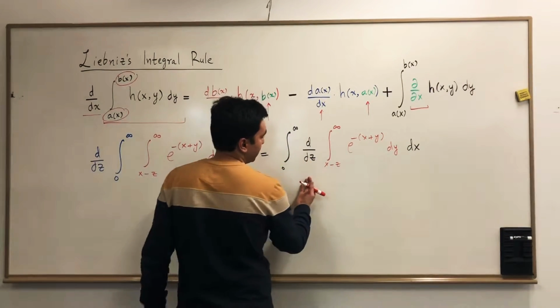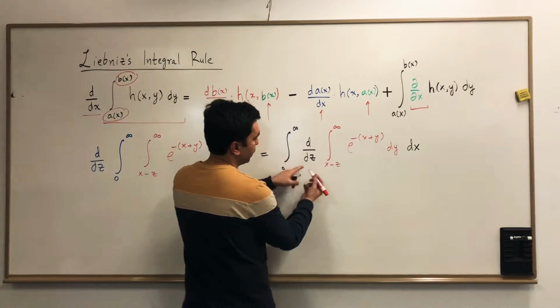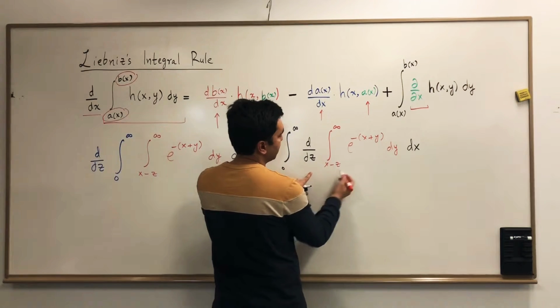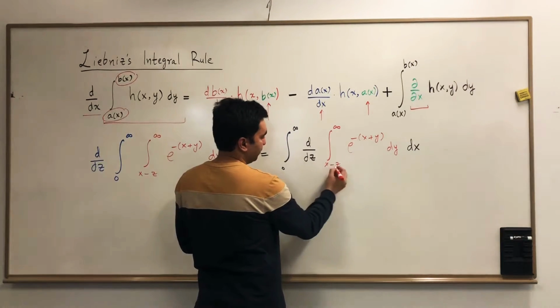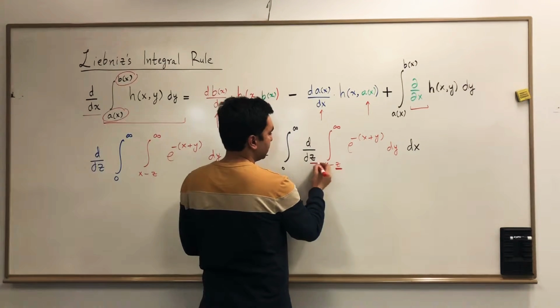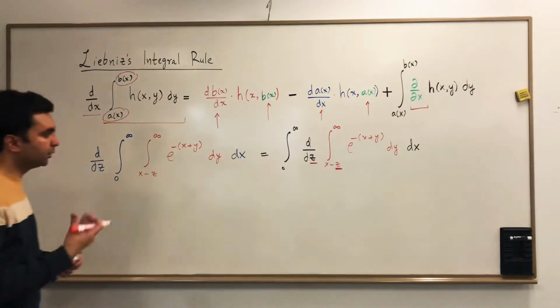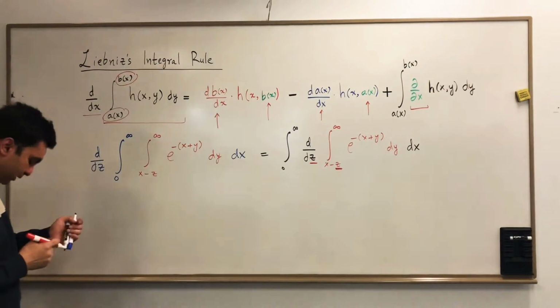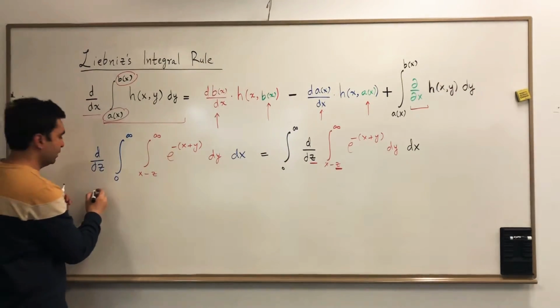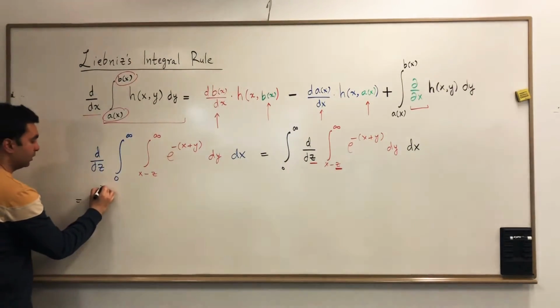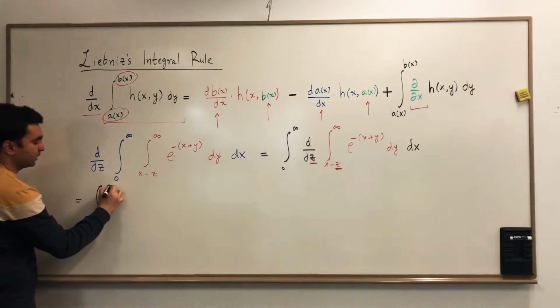But the next step requires, now when we want to move this derivative inside, we cannot directly do this because the limits depend on z. So we need to make use of this Leibniz integral rule. So let's make use of the rule. The outer integral stays as it is.